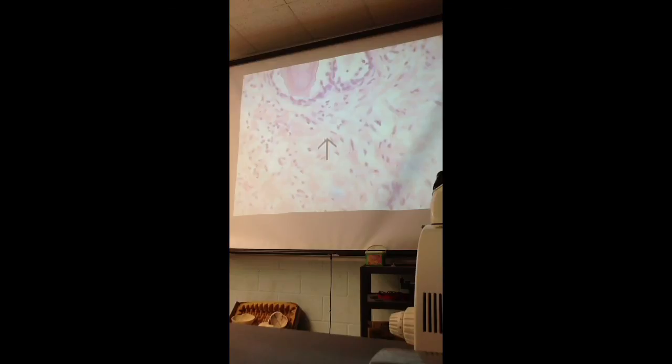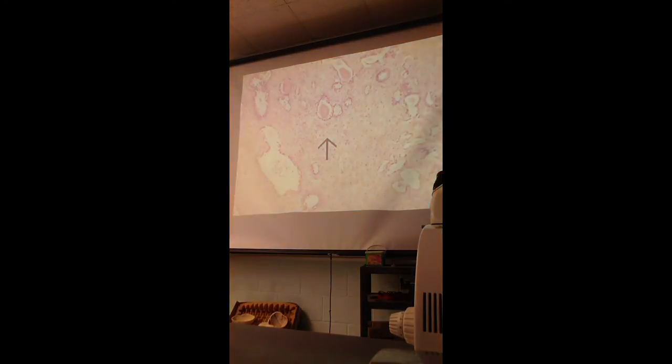Any questions with these slides? Make sure to identify the important points, how to identify each slide. Prostate: we look at the corpora amylacea and fibromuscular stroma. When we look at the seminal vesicles, it's all thrown up into folds, just like a crumpled gland, but we don't see this much fibromuscular stroma, and it's a relatively smaller gland. When you look at the penis, look for the corpus cavernosum and corpus spongiosum.